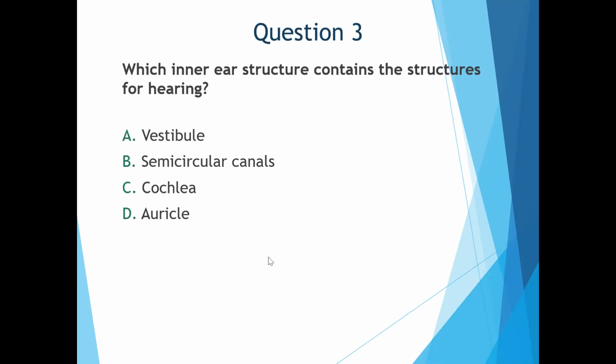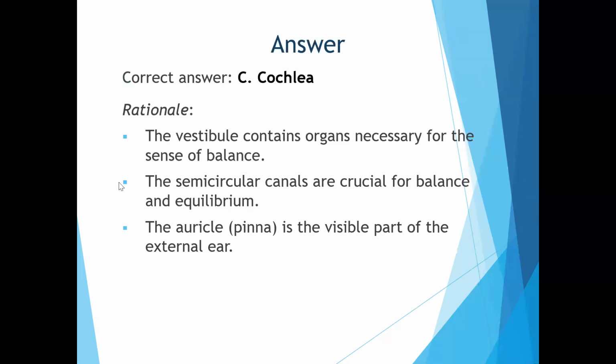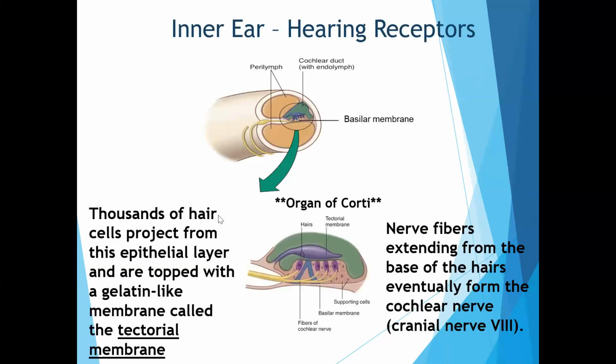So which inner ear structure contains the structures for hearing? A, the vestibule, B, the semicircular canals, C, the cochlea, or D, the auricle. So think about that one. C, the cochlea. So let's pop back up, actually.